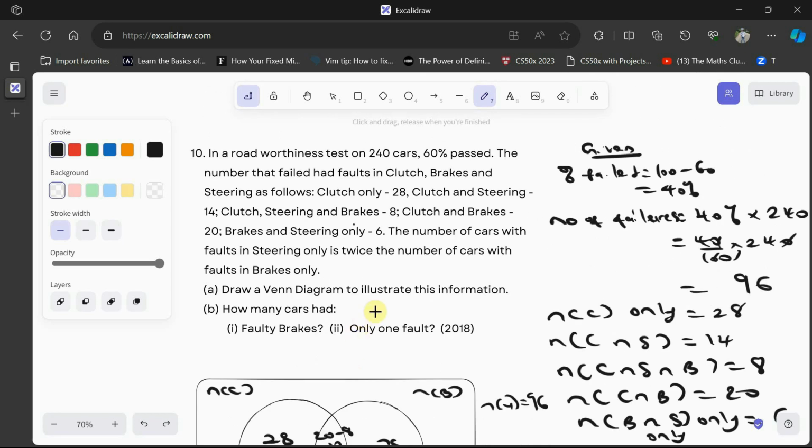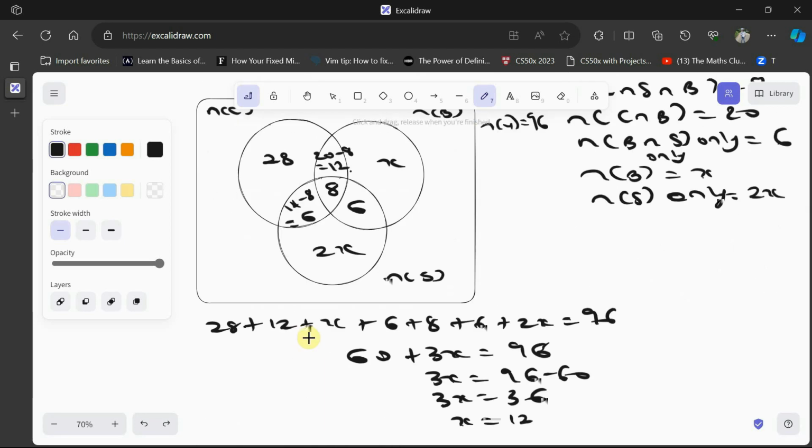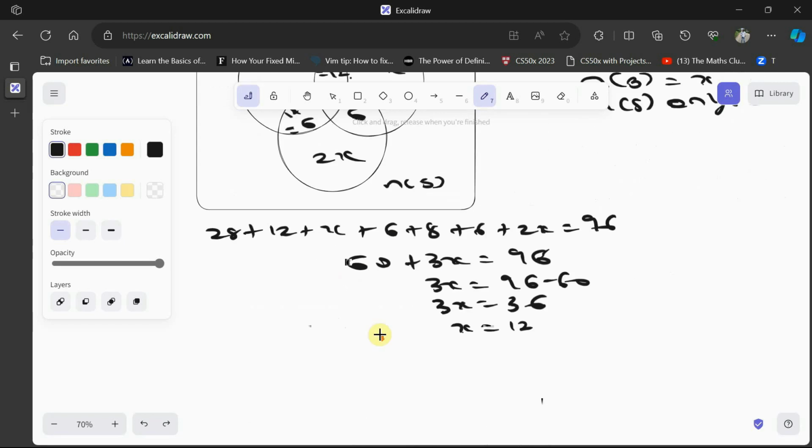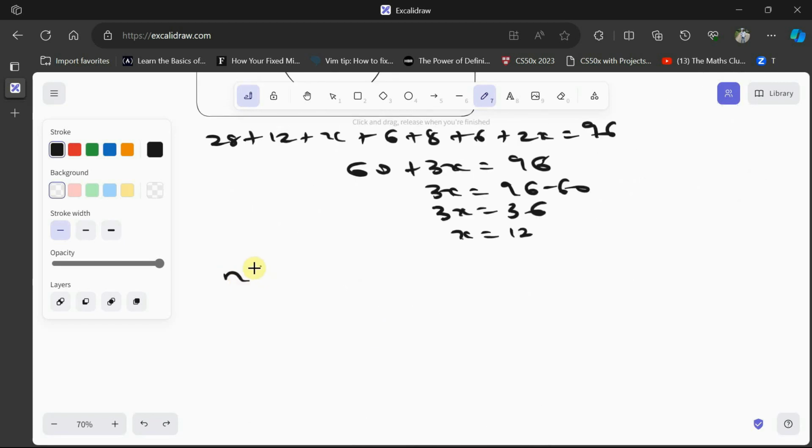We've drawn the diagram, and then they're telling us how many cars had faulty brakes. So cars that had faulty brakes would be this entire circle. That would be 12 plus 8 plus 6 plus x, because it's telling us how many cars had faulty brakes. It doesn't say faulty brakes only or anything like that. So we have to add everything in the circle. So the number with faulty brakes is going to be 12 plus 8 plus 6 plus x.